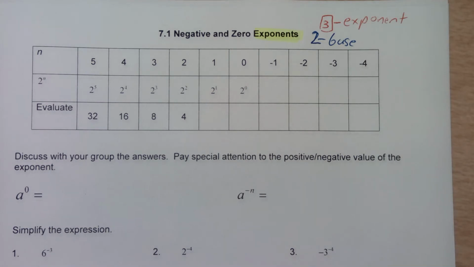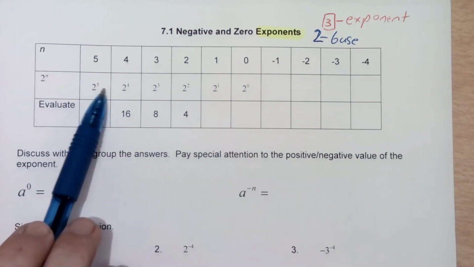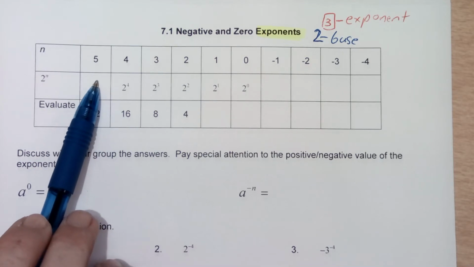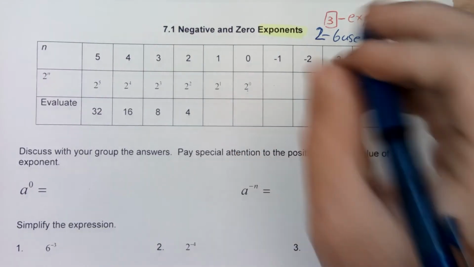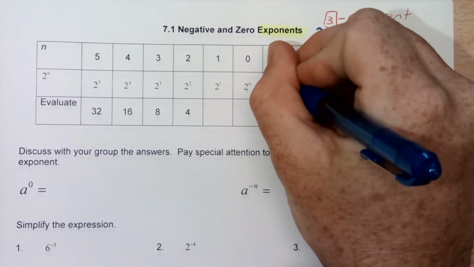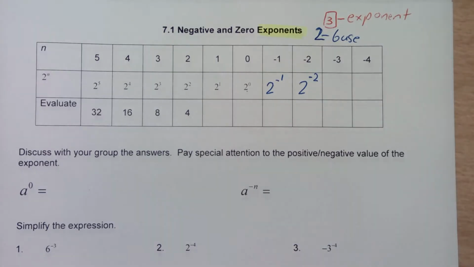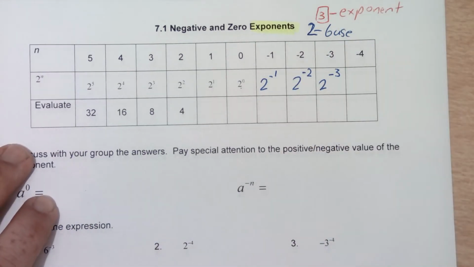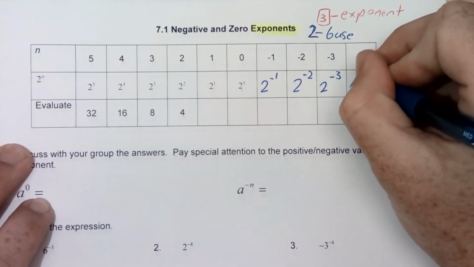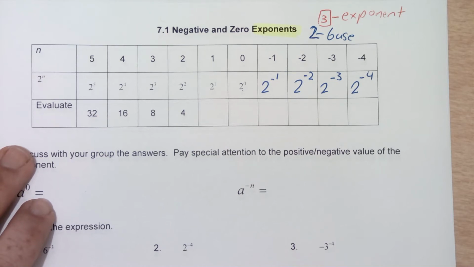All right. So here we have a chart. We have n and a bunch of numbers, and then we have 2 to the n. So in this row, we're just raising 2 to the exponent that is above it, right? So we're going to finish this chart. Here we have 2 to the 0. Now we're going to do 2 to the negative 1, okay? Next is 2 to the negative 2. Then we have 2 to the negative 3. And last, we'll do 2 to the negative 4, okay? So here it has these answers.